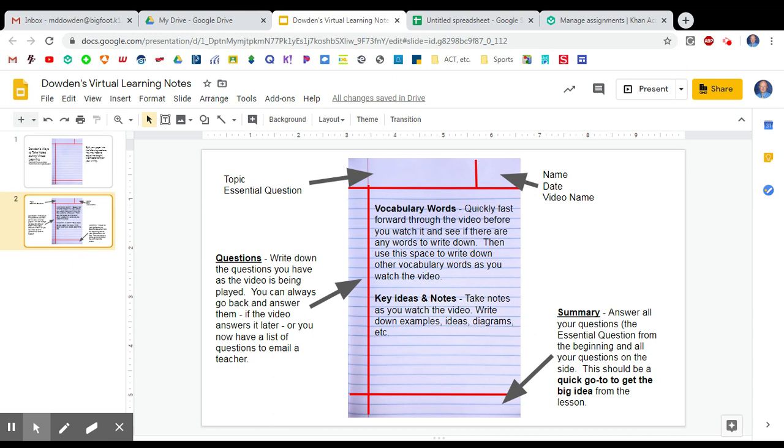This is the best way, I think, to watch the videos and to take notes. Use it if you'd like, but just something to think about.